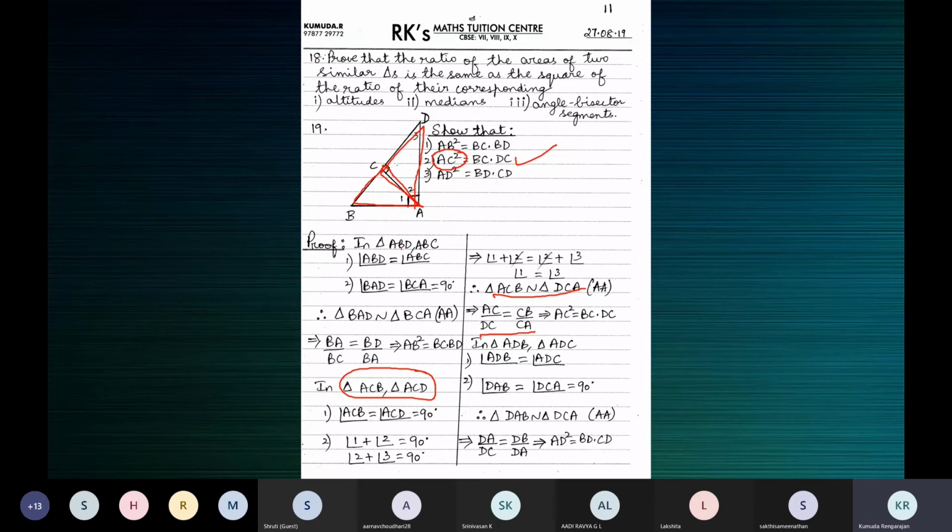What we don't write is that ratio which does not have AC in it. We have written this ratio because it has AC in it. We have written this ratio because it has CA or AC in it. So when you cross multiply, you get AC square is equal to BC into DC.